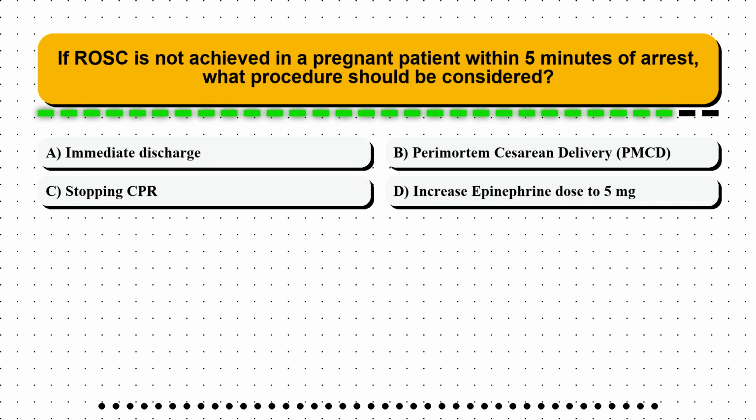Question 3. If ROSC is not achieved in a pregnant patient within 5 minutes of arrest, what procedure should be considered? Option A. Immediate discharge. Option B. Perimortem cesarean delivery, PMCD. Option C. Stopping CPR. Option D. Increase epinephrine dose to 5 mg.